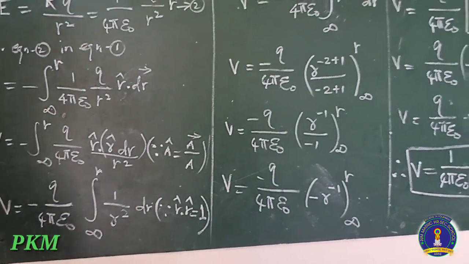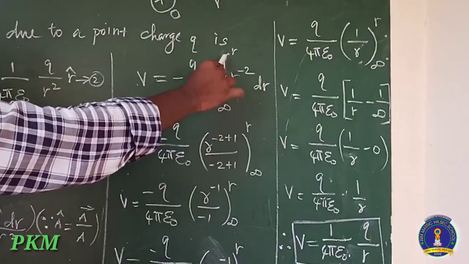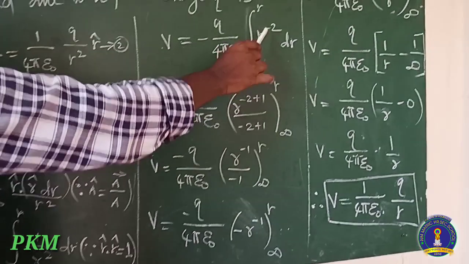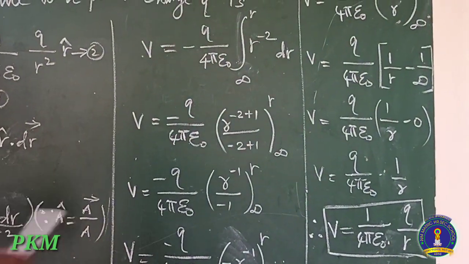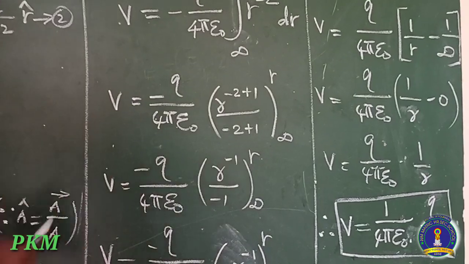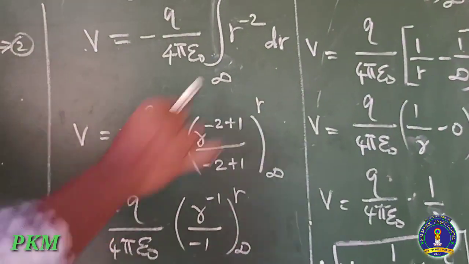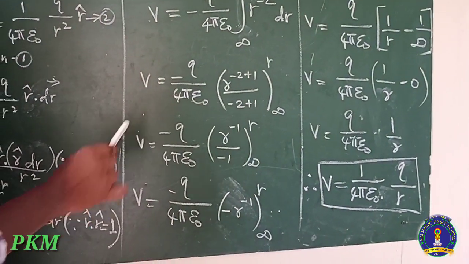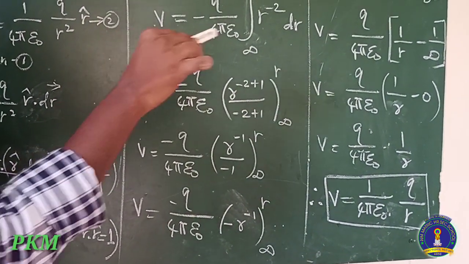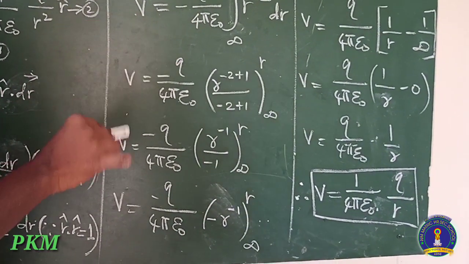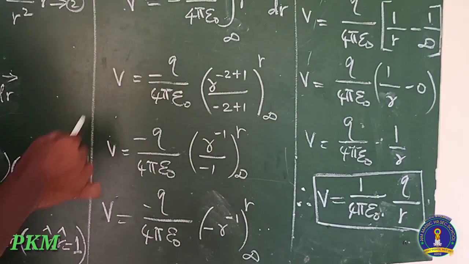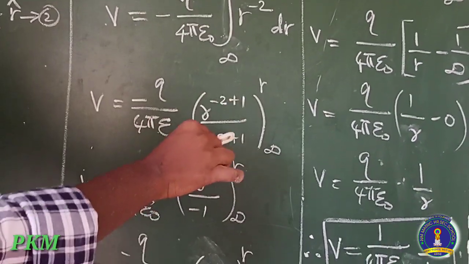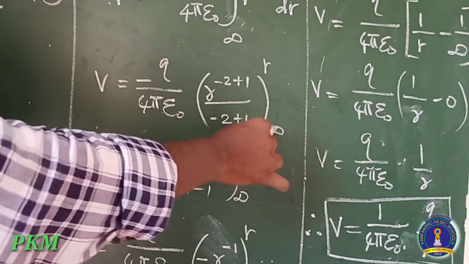Then V equals minus q by 4 pi epsilon naught integral from infinity to r of r power minus 2 dr, since r square goes to the numerator and its power becomes negative. Now we integrate r power minus 2 using the formula: integral of x power n dx equals x power n plus 1 divided by n plus 1. So we get r power minus 2 plus 1 divided by minus 2 plus 1, with limits infinity to r.